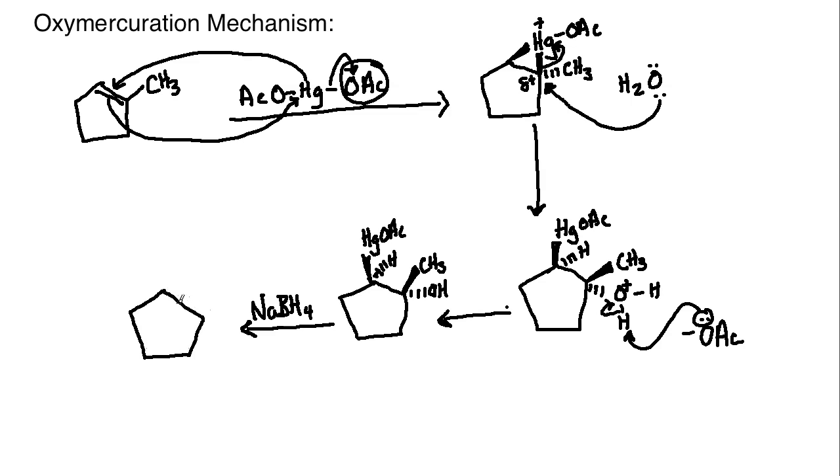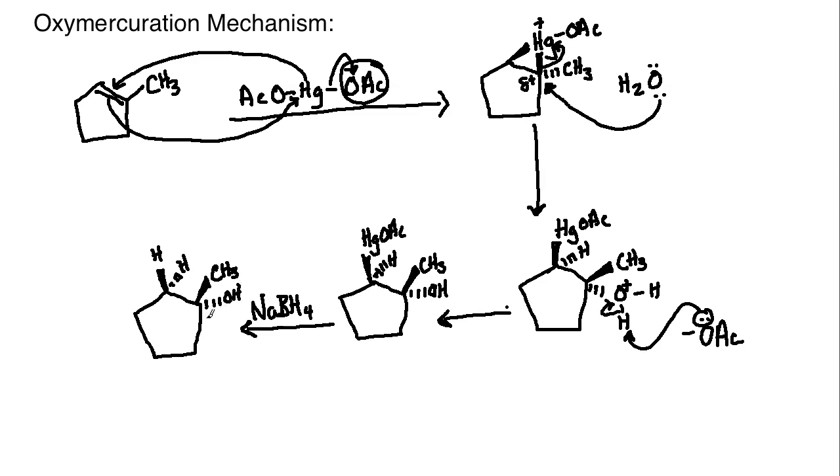So you've got your NaBH4, right? And that's going to take care of the hydrogen in place of the mercury here. So now the final result would be that I've got 2 hydrogens here, and then I would have the CH3 here, and I would have the OH down here.